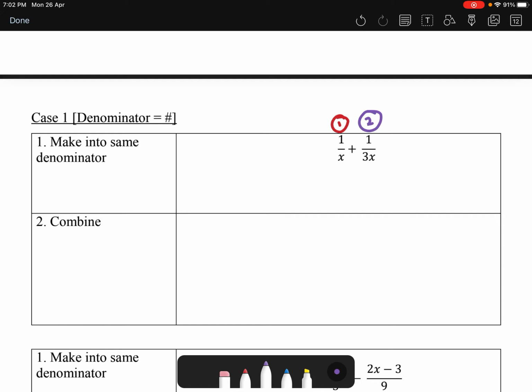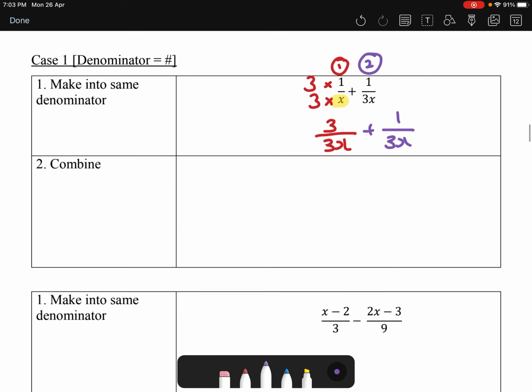How do I do that? For the first term, I should make my denominator into 3x. So I should multiply by 3 here, but when you multiply 3 on the bottom, you must multiply 3 on the top. So for the first term, 3 times 1 is 3. The bottom is 3 times x, which is 3x. For the second term, which is 1 over 3x, you don't need to do anything. Just put 1 over 3x. Now, after that, my denominator is the same, so I just combine them together.